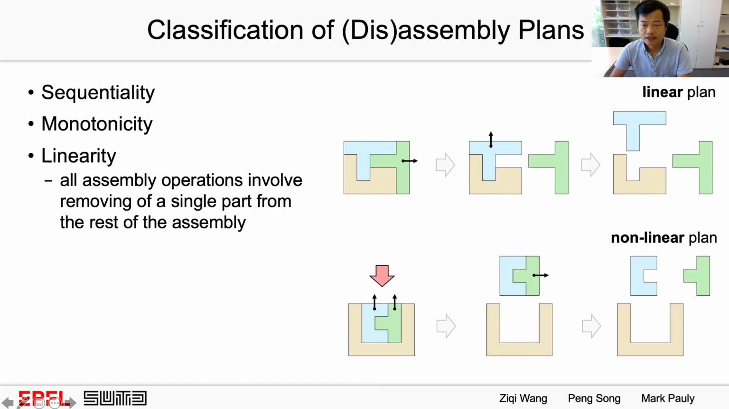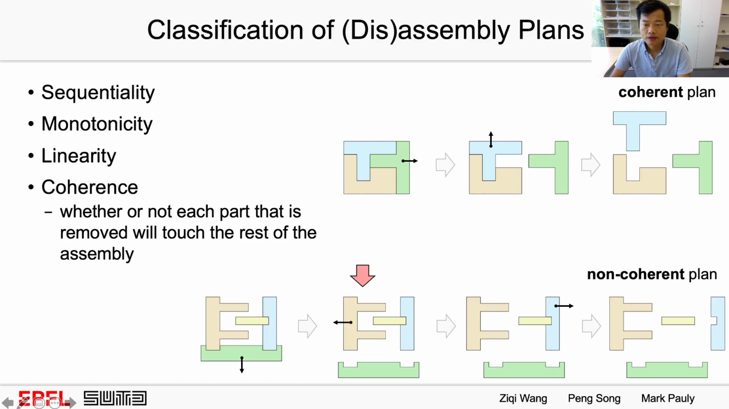An assembly plan is linear if all assembly operations involve removing of a single part from the rest of the assembly. See this top example. The bottom example shows a non-linear plan. This is because the first disassembly operation involves removing 2 parts at the same time.